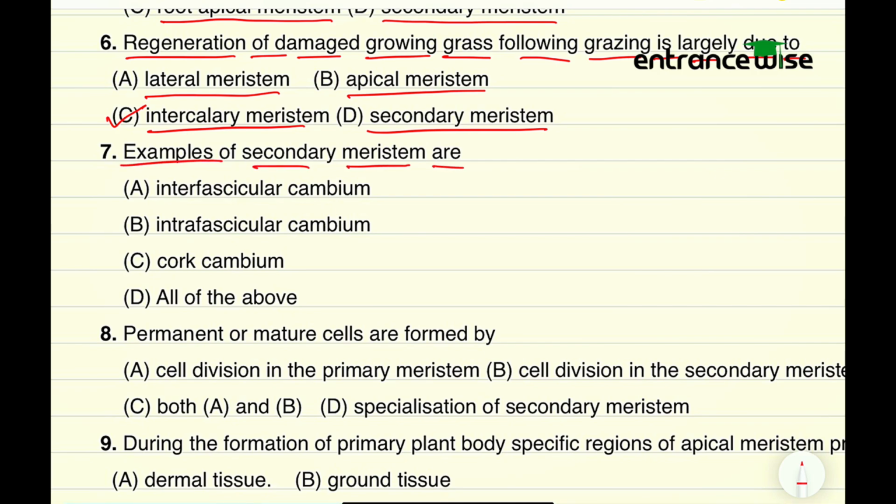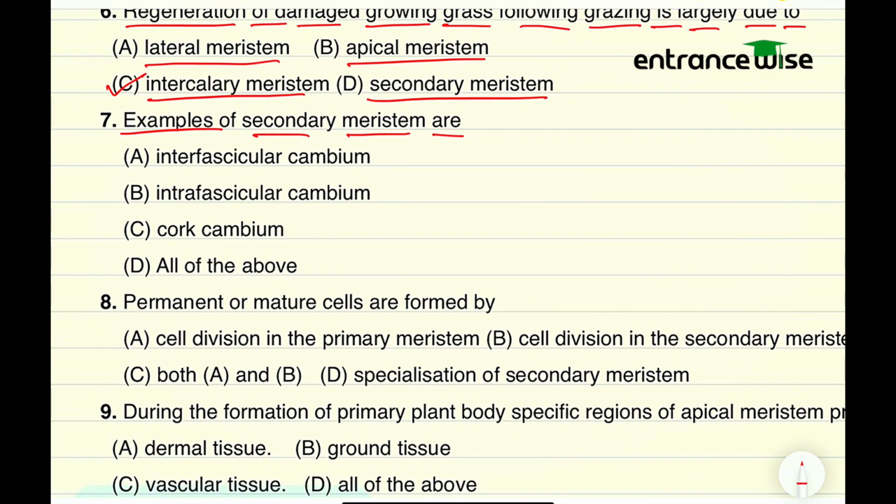Now the question number 7. Examples of secondary meristem are interfascicular cambium, intrafascicular cambium, cork cambium, and all of these. As I told before in the previous discussion about the secondary meristem and its examples, it will be all of these three.